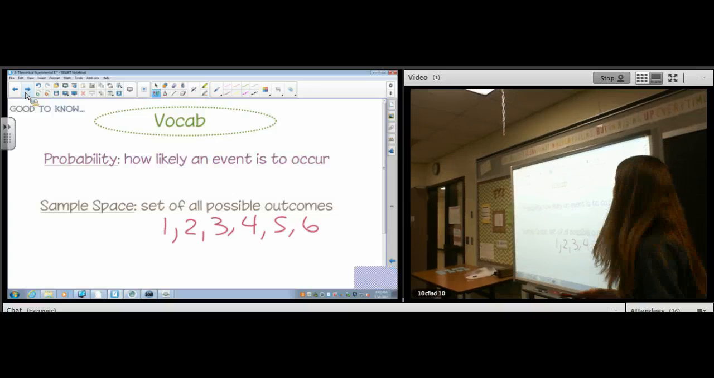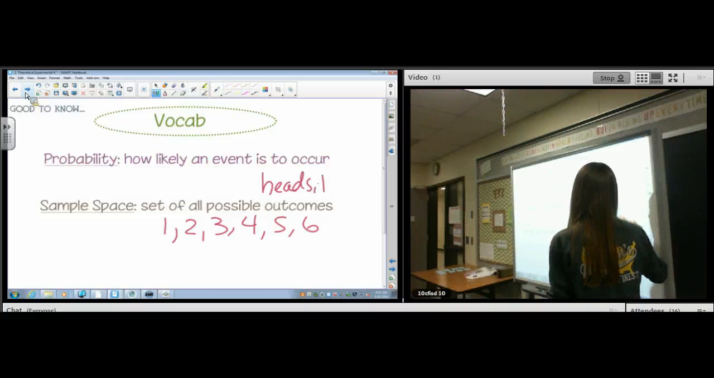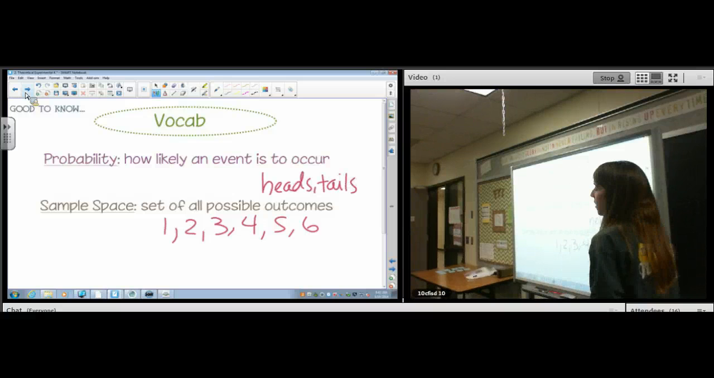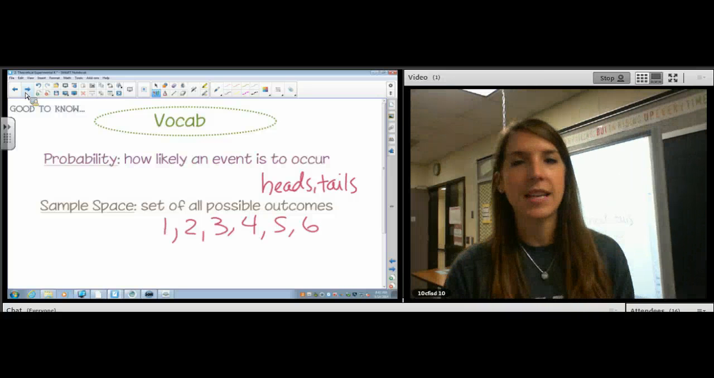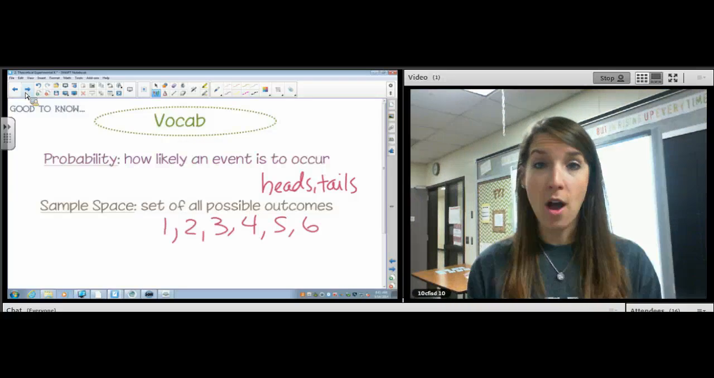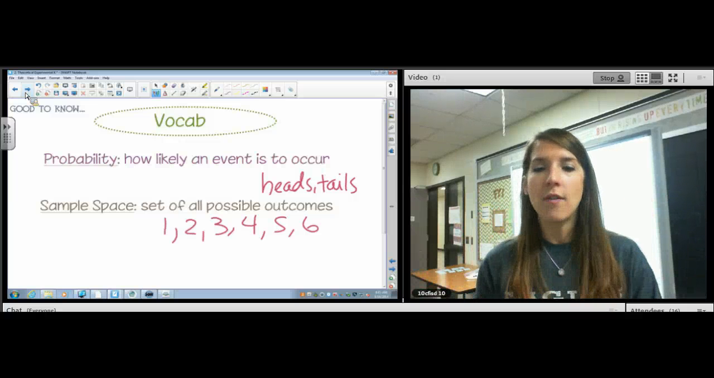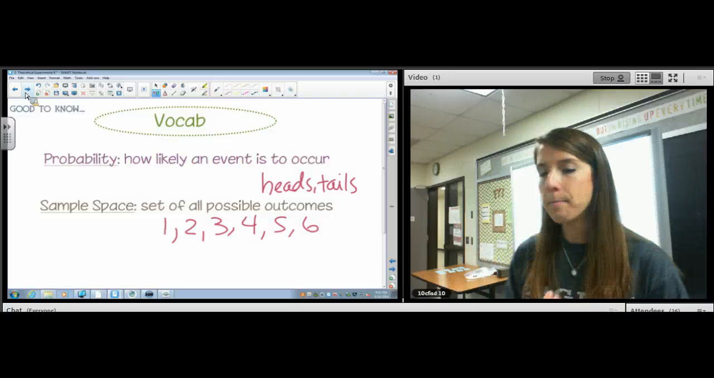So the sample space of a quarter is heads and tails. When I say sample space, I'm not asking really for a number, although I realize you were saying how many options there were. The sample space is the list. It's a set of all the different things that could happen. Okay?